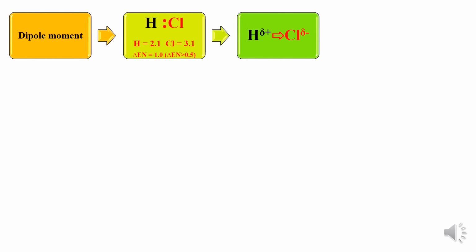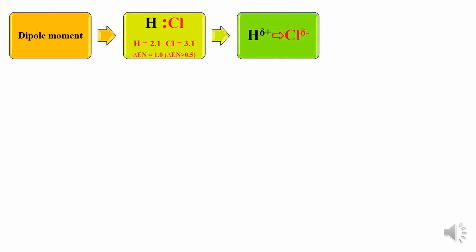Let me explain the concept of dipole moment with respect to hydrogen chloride molecule. In the hydrogen chloride molecule, you will find that there is unequal sharing of electrons between the hydrogen and the chlorine atom. The shared pair of bonding electrons is more towards the chlorine atom. This is because chlorine atom is more electronegative than hydrogen atom. The chlorine atom has an electronegativity value of 3.1, while the hydrogen atom has a value of 2.1 on the Linus-Pauling electronegativity scale.